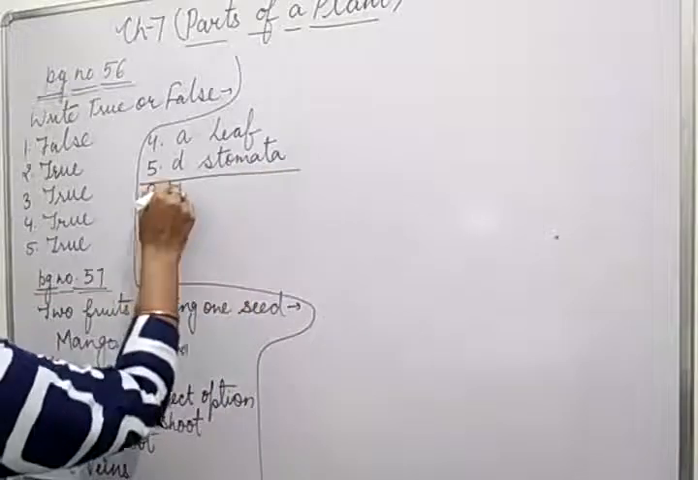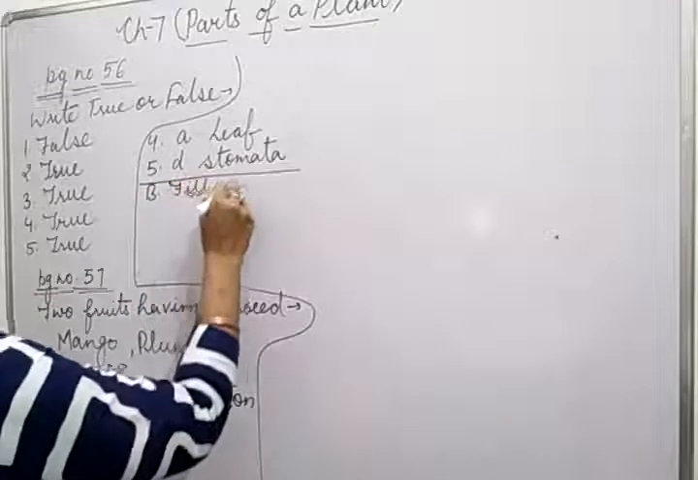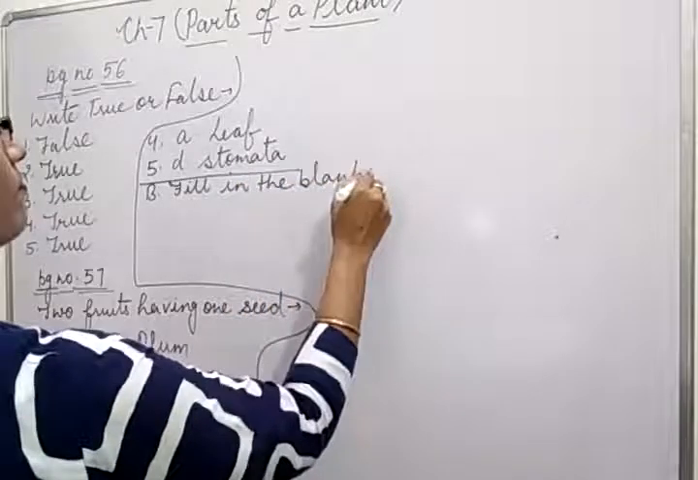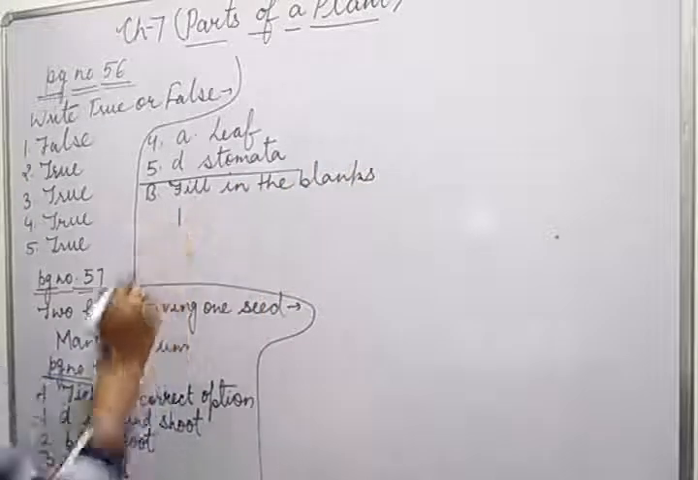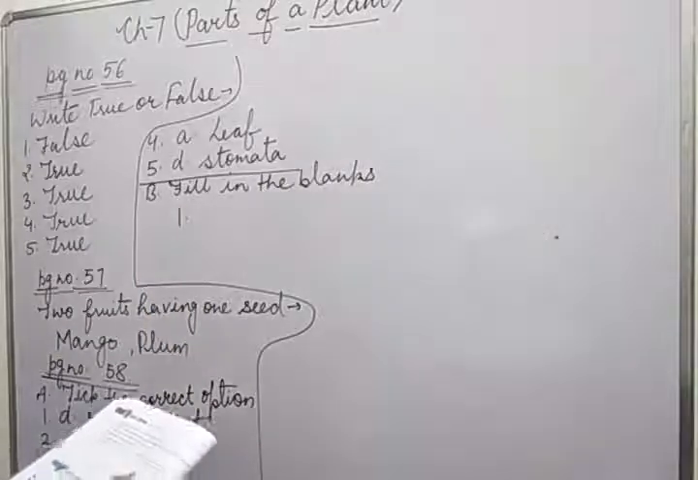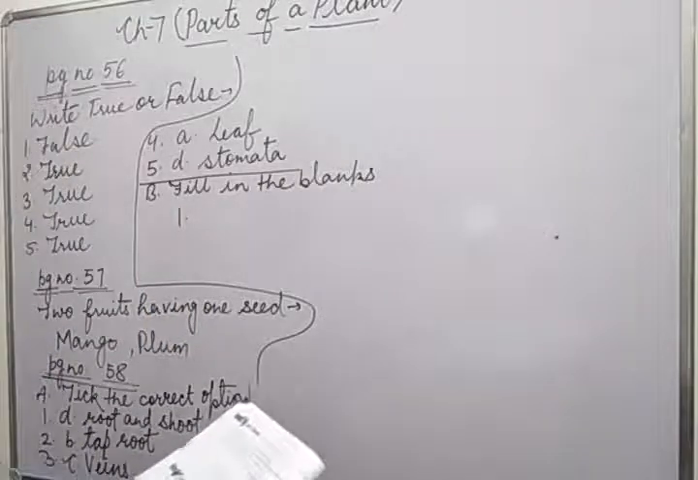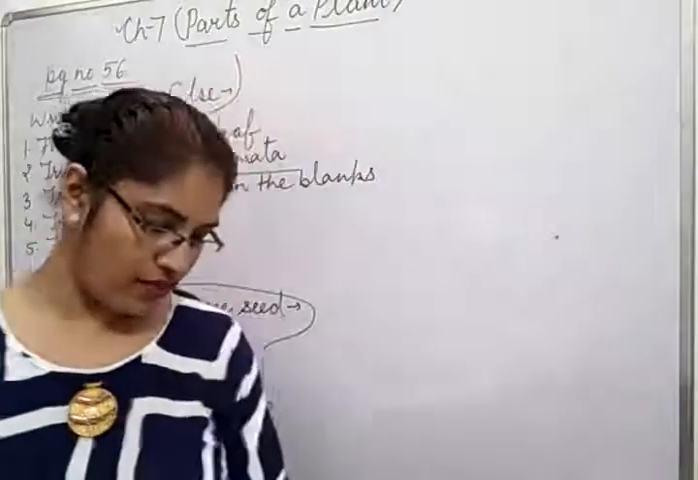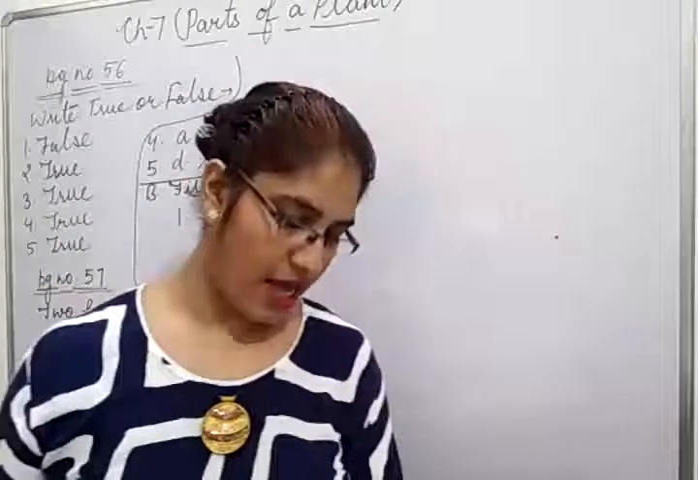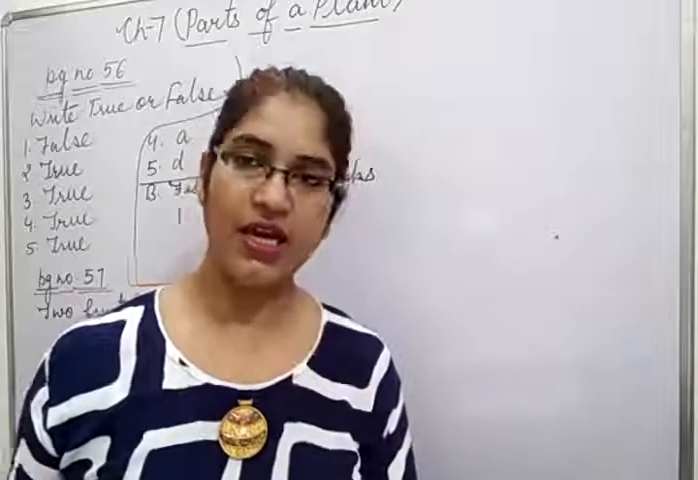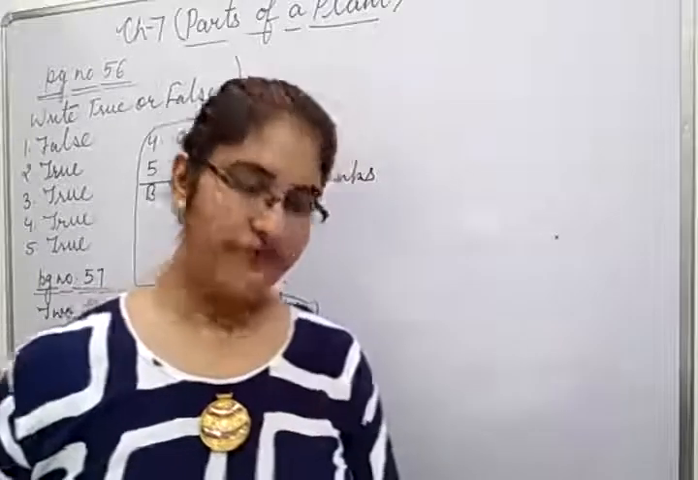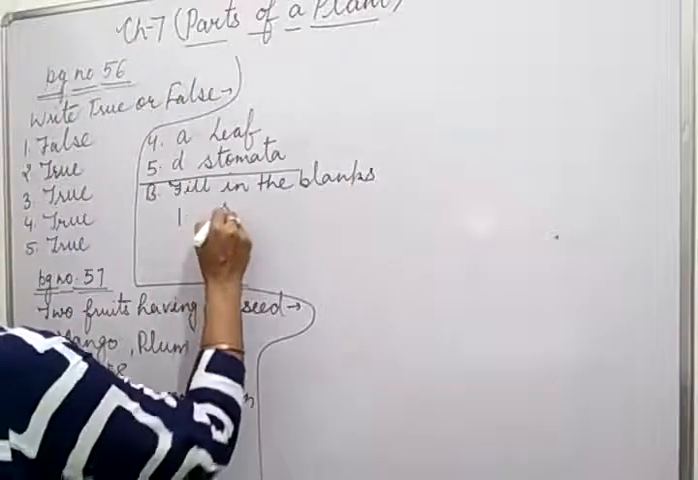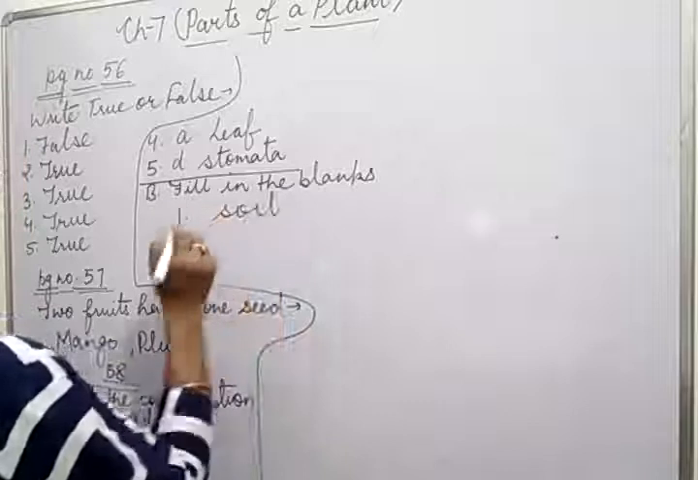Now B part. Fill in the blanks. First question. Roots fix the plant firmly in the dash. And 3 options are given. You have to take one option and fill the same option in the blank. Is that soil? Is that air? Is that water? Roots fix the plant firmly in the soil. So children, you have to write down soil.